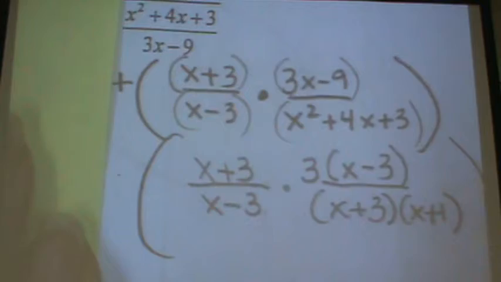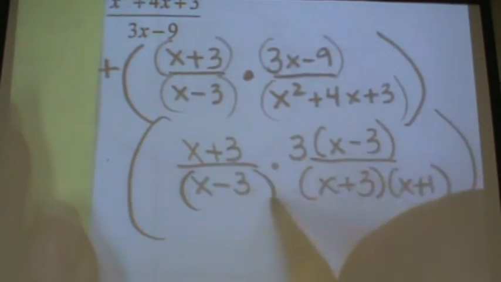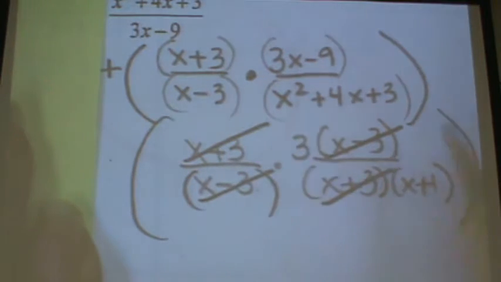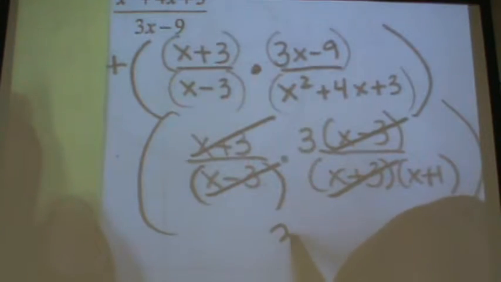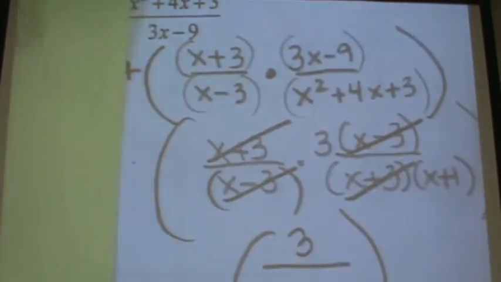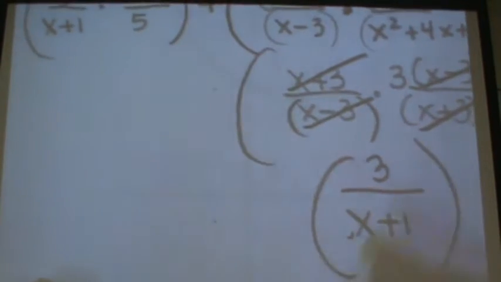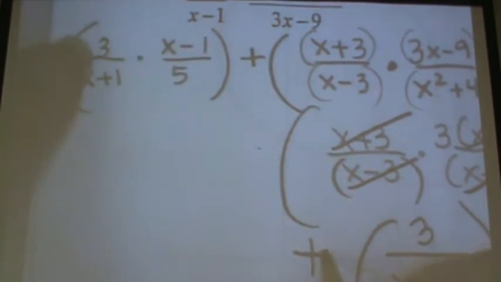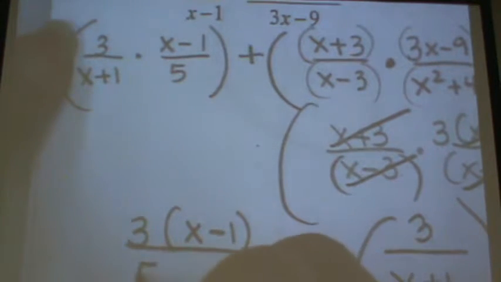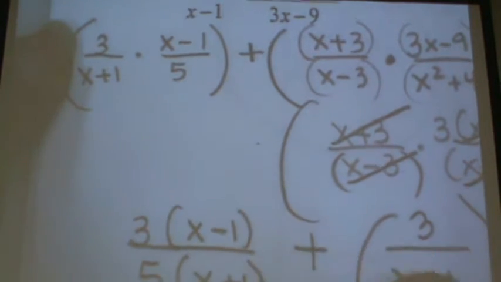Because it's a product, we can cancel. Do you have anything to cancel? Those are gone, and this x plus 3 is gone. So what do you have here? 3 over x plus 1. That's what that fraction is. So this whole fraction is really 3 over x plus 1. This fraction is 3 times x minus 1 over 5 times x plus 1.